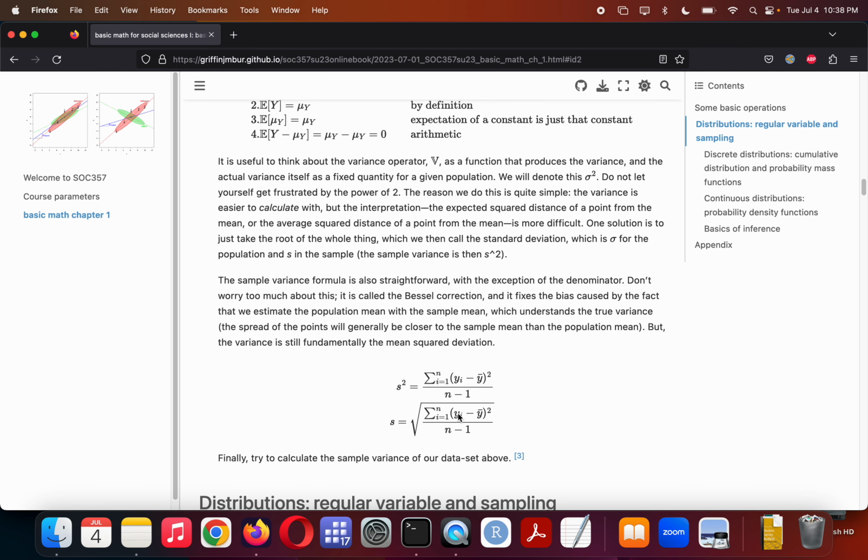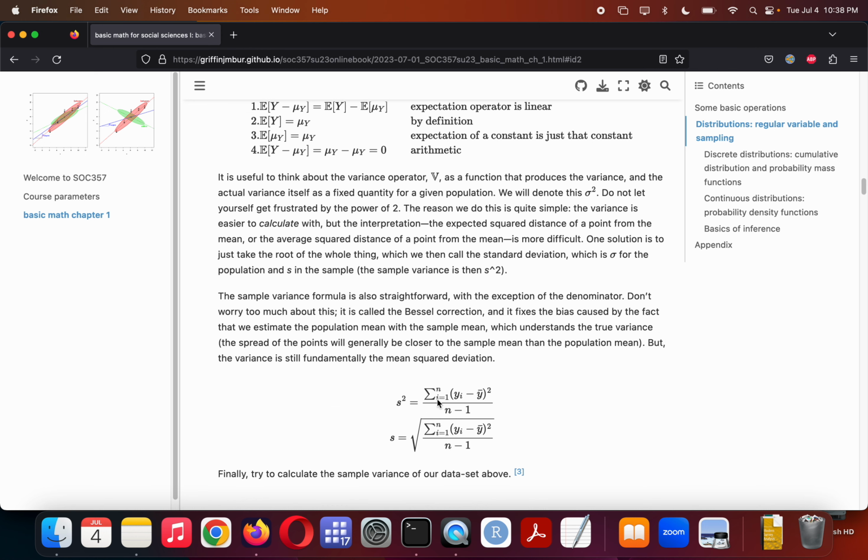Now, it may be useful at this point to go ahead and try to calculate the variance for our data set above, just to make sure that you understand what's going on here, even though we'll typically let the computer handle this in practice.